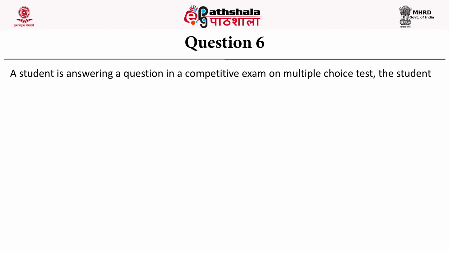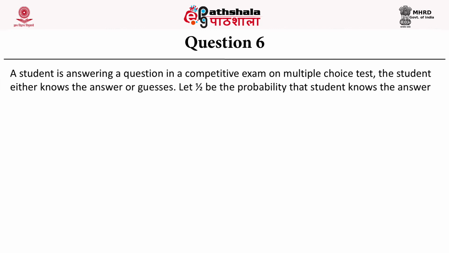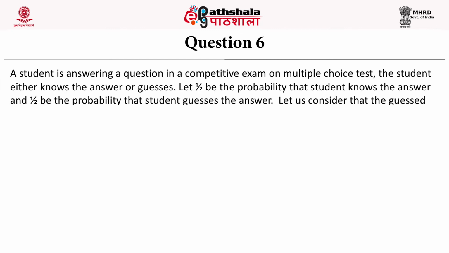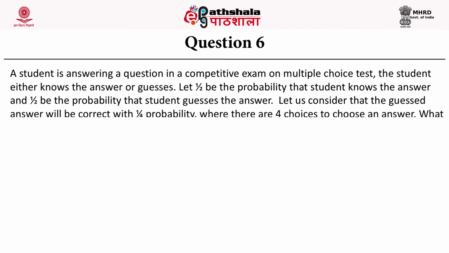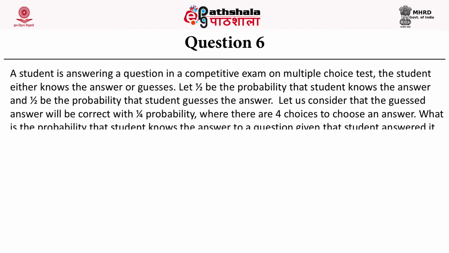So we have another question here. A student is answering a question in a competitive exam on a multiple choice test. The student either knows the answer or guesses. Let half be the probability that the student knows the answer and half be the probability that the student guesses the answer. Let us consider that the guessed answer will be correct with 0.25 probability, where there are 4 choices to choose an answer. What is the probability that the student knows the answer to a question given that the student answered it correctly?